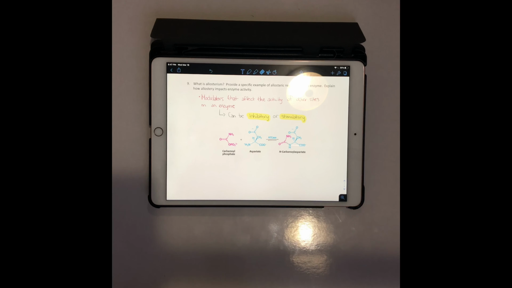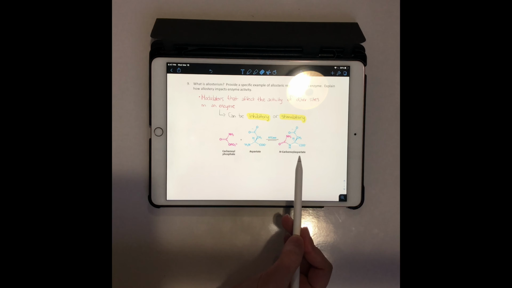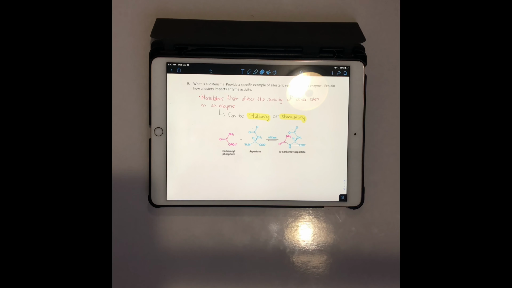And a good example of this is something I believe you went over in class with the ATCase enzyme that produces this N-carbamoyl aspartate, which is very important in terms of pyrimidine biosynthesis.